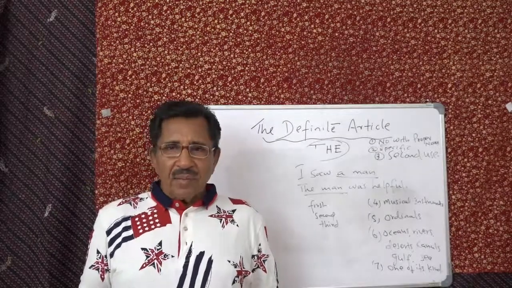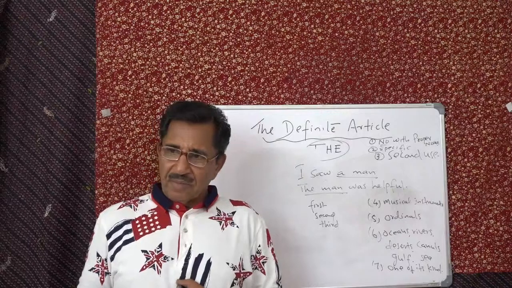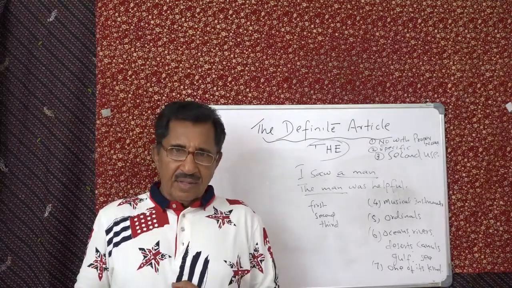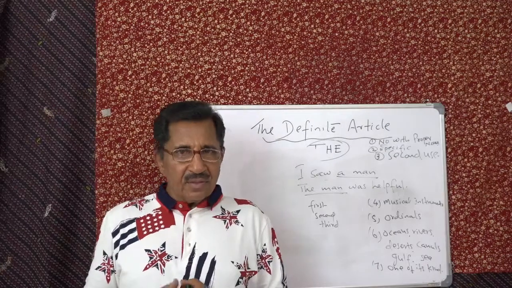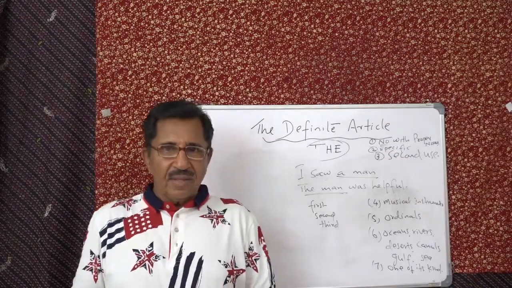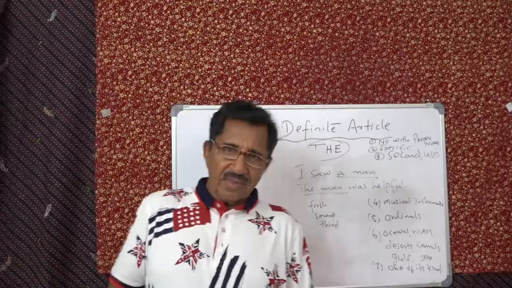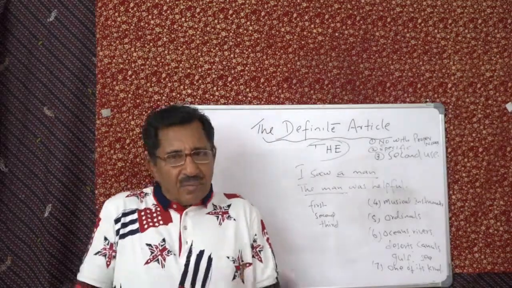There is only one Bible, so the Bible. There is only one Ramayana, so the Ramayana. There is only one Mahabharata, so the Mahabharata. There is only one Veda, so the Vedas. There is only one Bhagavad Gita, so the Bhagavad Gita.